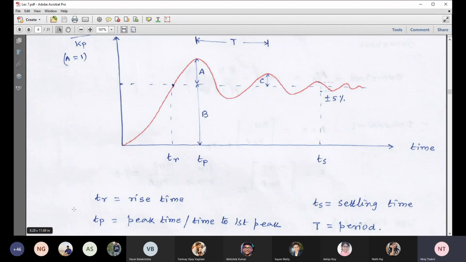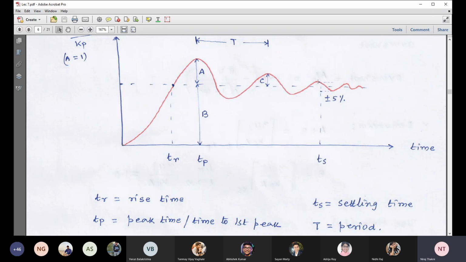Fine. Now the settling time TS, I have written here plus minus 5%, but it depends on you. You can also consider here plus minus 1%. That means you have to wait for a little more time. Maybe plus minus 2%, plus minus 4%, plus minus 5%. It depends on you, which value you want to consider as settling time. And here it is shown plus minus 5%. That means for these two consecutive peaks, the change is almost the same.